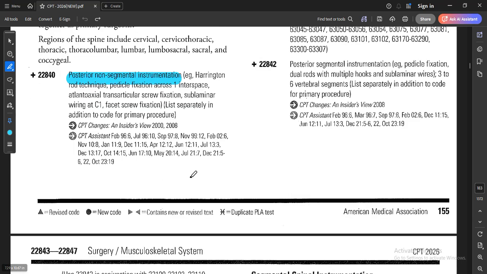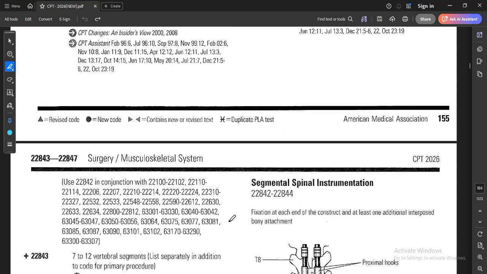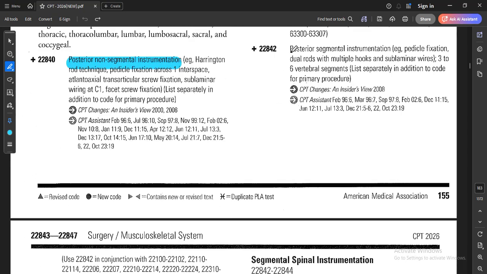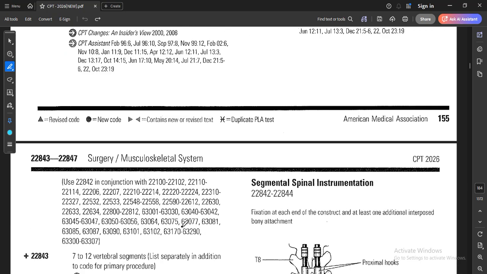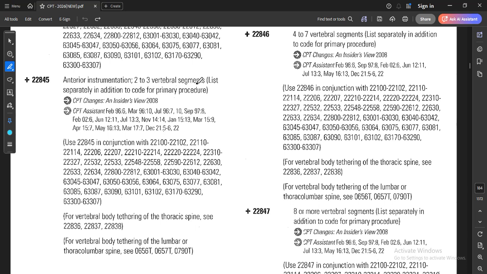What are the key things you need to remember whenever you want to code posterior segmental instrumentation? You need to check the patient's position, whether it is supine or prone, and where the spinal procedure is performed, whether it is thoracic, lumbar or sacrum. So far we have seen posterior segmental instrumentation, where the patient will be in prone position. Next we have anterior instrumentation. Here also the same, 2 to 3 vertebral segments.